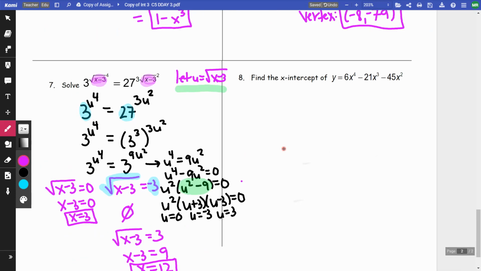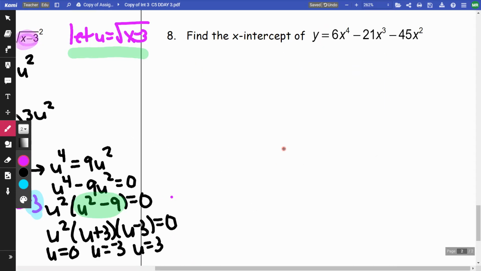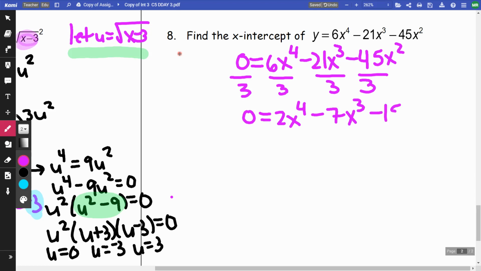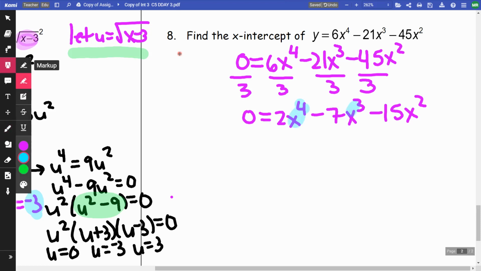And on the last one, number 8, we're looking for x-intercepts. So to find an x-intercept, you put 0 in for y. So let me just write this out. 6x to the 4th minus 21x cubed minus 45x squared. Because this is an equation, I notice that everything could be divided by 3 just to get my numbers smaller. So it's going to be 0 is equal to 2x to the 4th minus 7x cubed minus 15x squared.